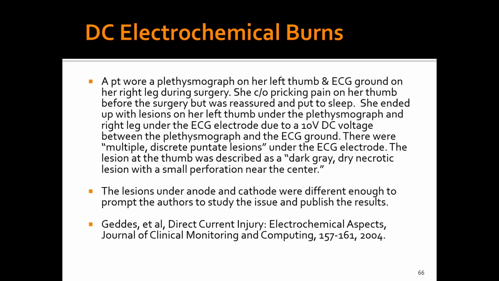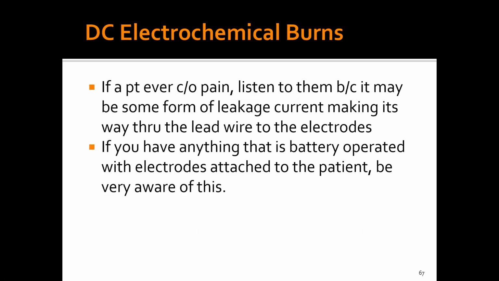And then she ended up with lesions on her thumb and on her leg where those things were applied because of the passive current between those two things. One was positive and one was negative. The lesion was a dark gray, dry, necrotic lesion with a small perforation near the catheter. Essentially, the takeaway from that is always listen to your patient. If they ever complain of pain or discomfort with anything that we're using, listen to them, because it could be that something happened where there's a leakage current causing an imbalance that can cause that chemical burn.